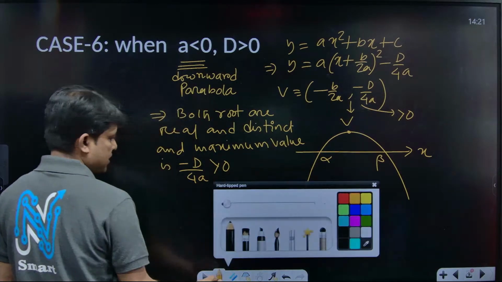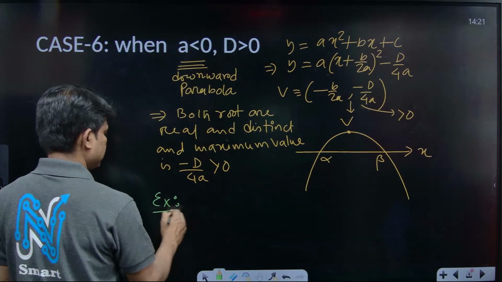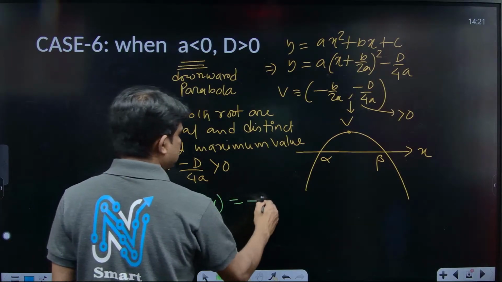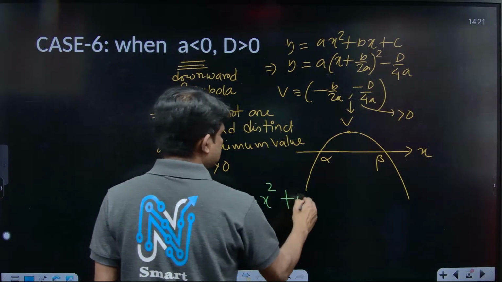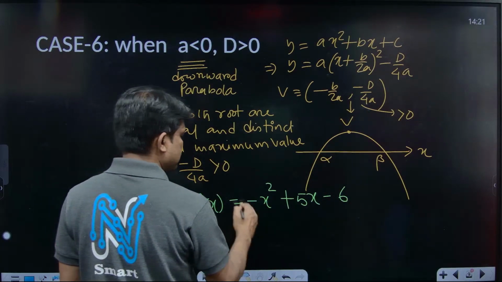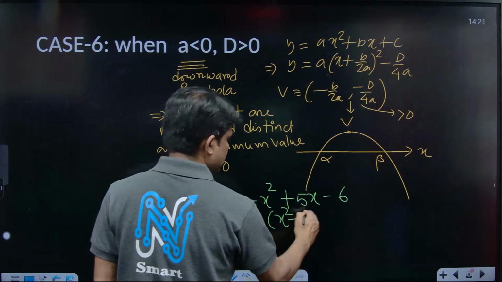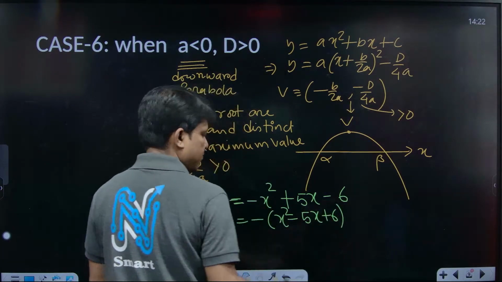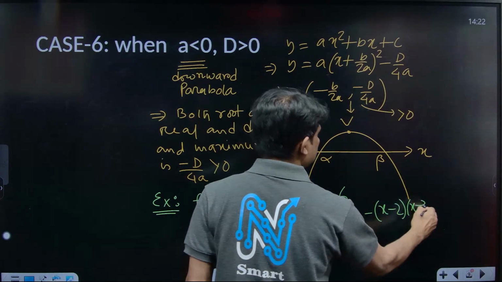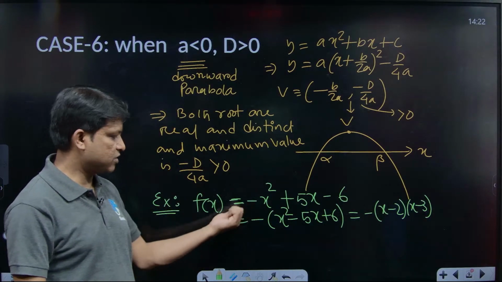Just one example: take y equal to f(x) equal to minus x square plus 5x minus 6. That means we have to take minus common, and this is factorization: minus of x square minus 5x plus 6, that means minus (x minus 2) into (x minus 3). Both roots are 2 and 3, but this is downward because the x square coefficient is negative.